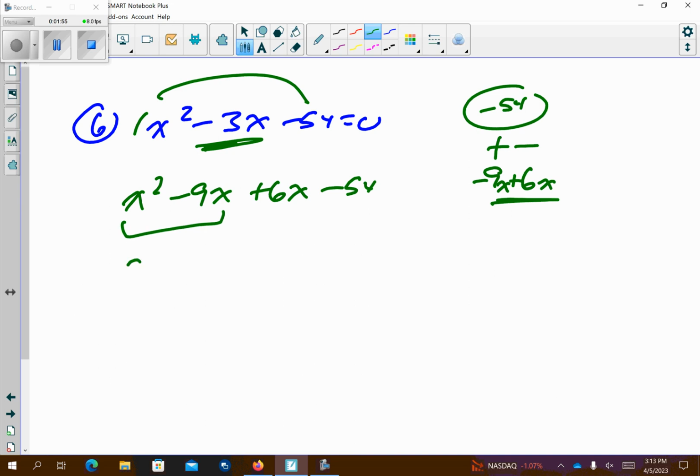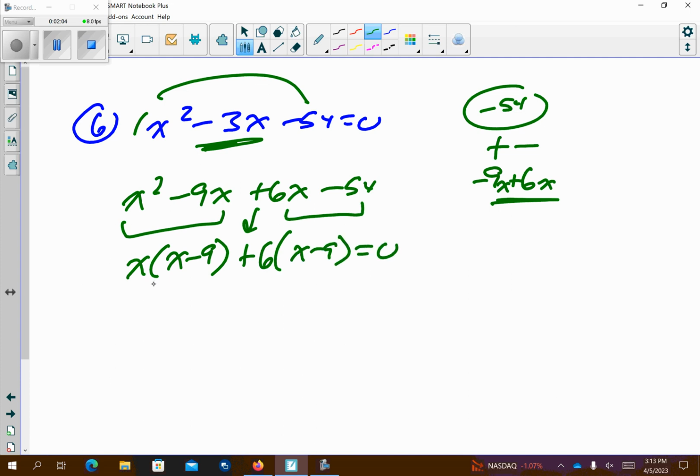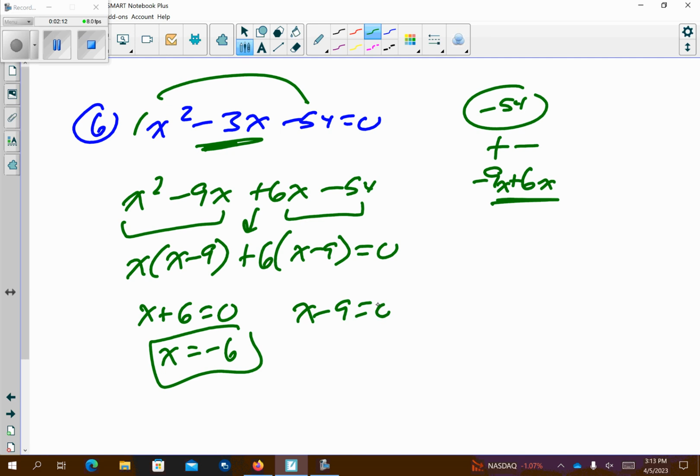And then I'm going to factor that out. Remember, the middle sign comes through. A 6 comes out. That leaves me x minus 9. So then I'm going to wind up with x plus 6 equals 0, so x equals negative 6. And x minus 9 equals 0, so x equals positive 9.